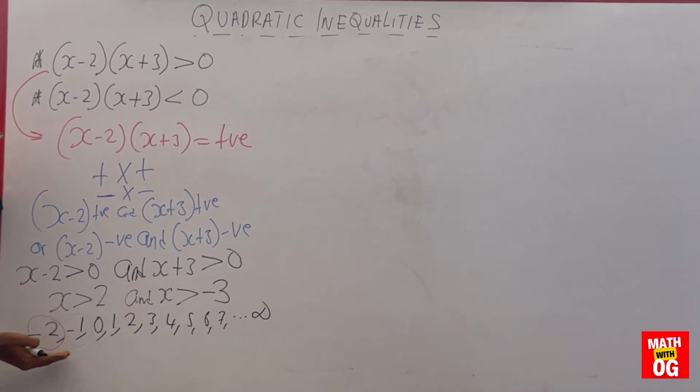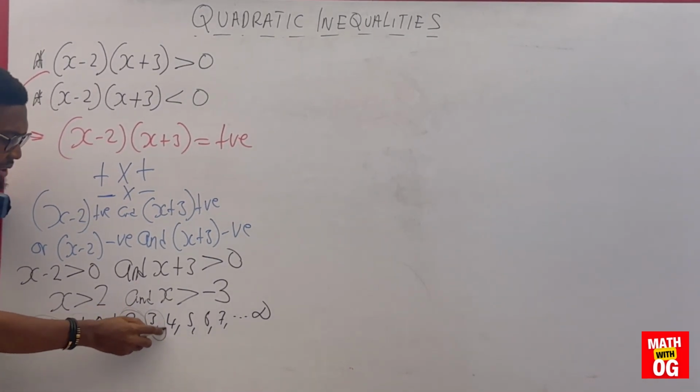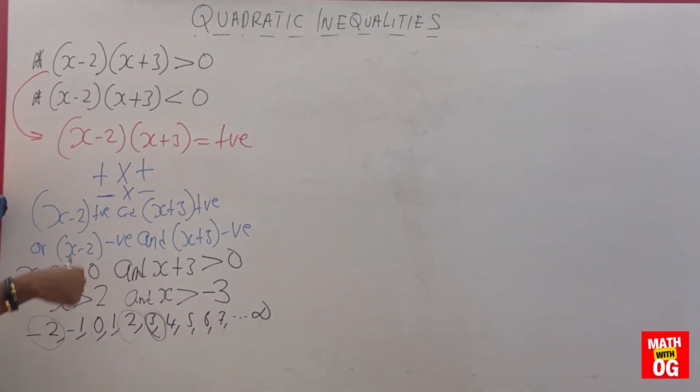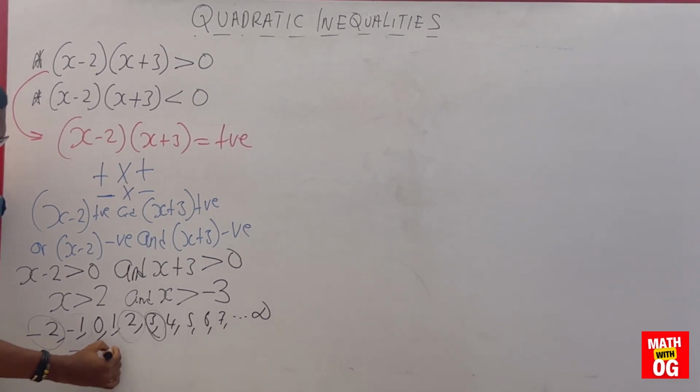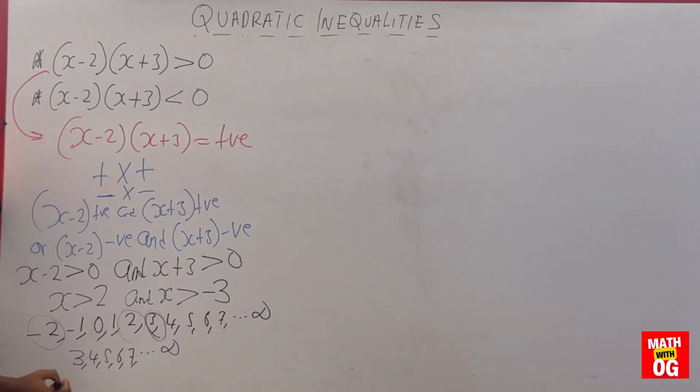As you can see, I'm just listing this integer as greater than minus 3 to make things easier. At this point too, s is greater than minus 3, but s is not greater than 2. But the moment you get to this point, s is greater than minus 3, and at the same time, s is greater than 2. Now you observe that if I list all the values greater than 2, I'm going to have 3, 4, 5, 6, 7 down to infinity.